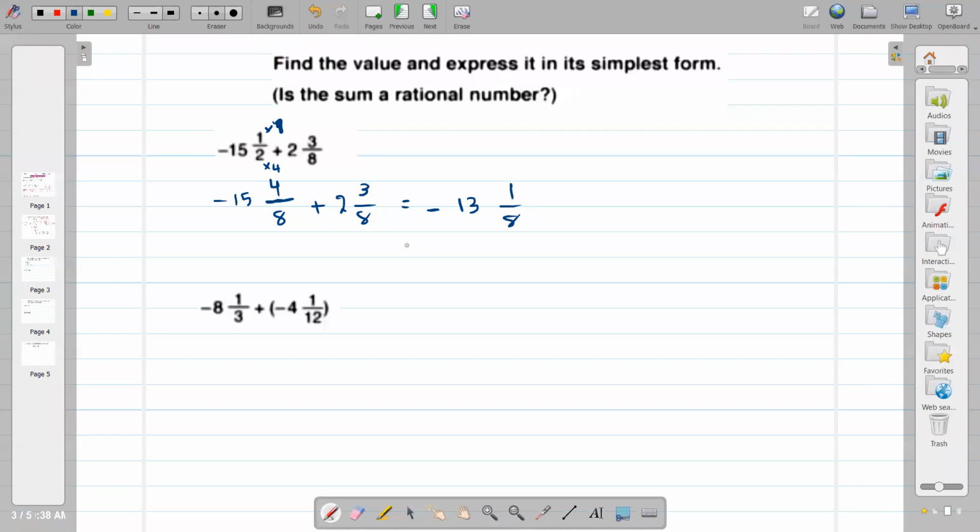This number is rational or not? Yes, this number is rational because you can convert it to a mixed number, to a fraction. You can write it in the form A over B. Okay, so this number, yes, is rational.